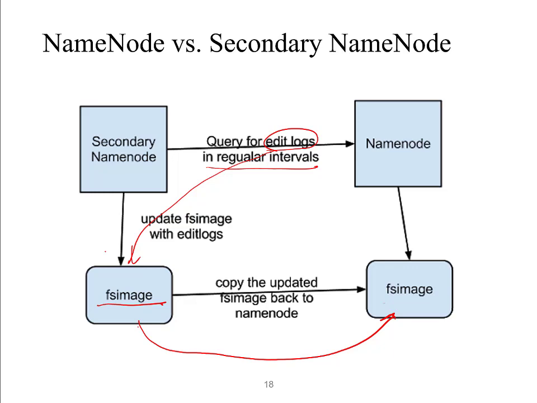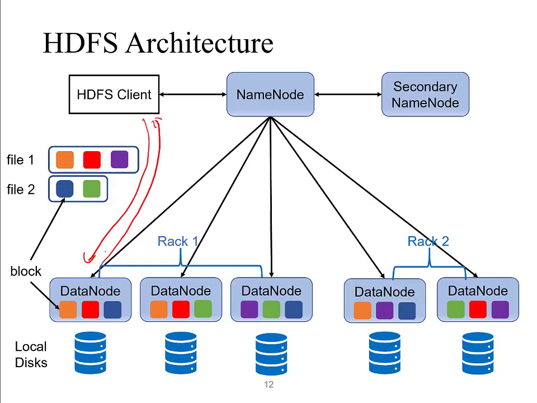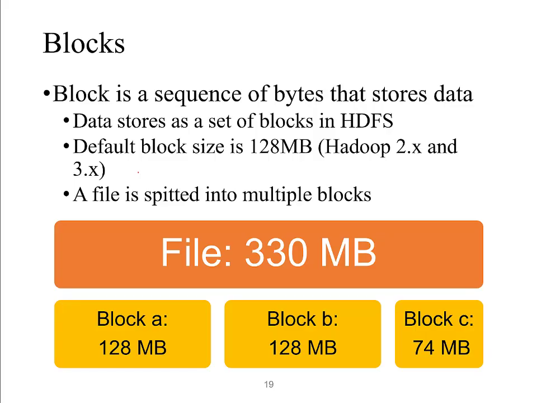All right, so far we've talked about name node, secondary name node, and data node, their functions and the relationships between each other. Now let's look at how the files are split into blocks. So, the blocks. Okay. A block is a sequence of bytes that stores data, or, if you like, the smallest continuous location on your hard drive where the data is stored.